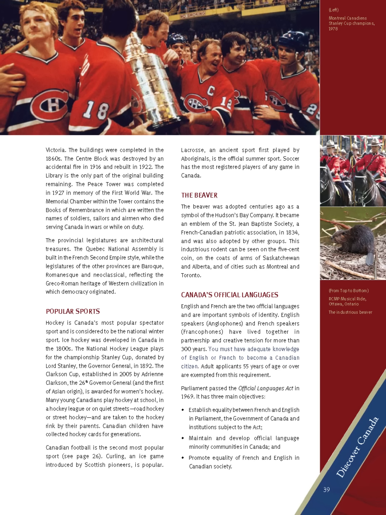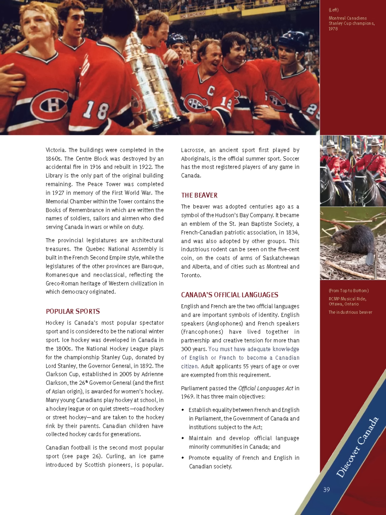Canada's official languages. English and French are the two official languages and are important symbols of identity. English speakers, Anglophones, and French speakers, Francophones, have lived together in partnership and creative tension for more than 300 years. You must have adequate knowledge of English or French to become a Canadian citizen. Adult applicants 55 years of age or over are exempt from this requirement.